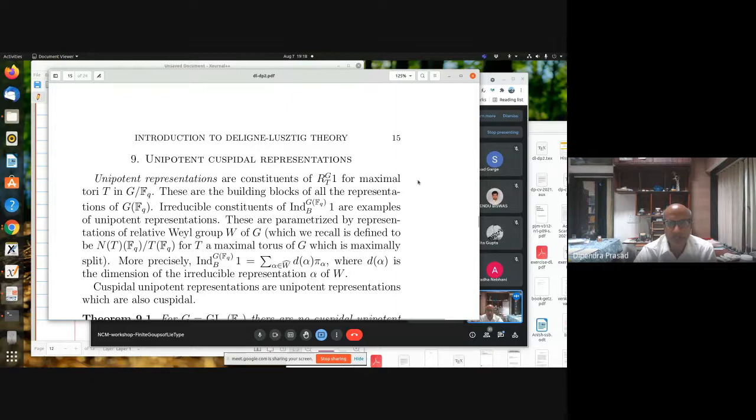And okay, there are many ways to build representation theory. I said cuspidal representations are building blocks, but there is another way to build representations out of these unipotent representations. A basic example of unipotent representations are the irreducible constituents of this principal series induced from the trivial character. And these we have already discussed are parameterized by representations of the relative Weyl group.